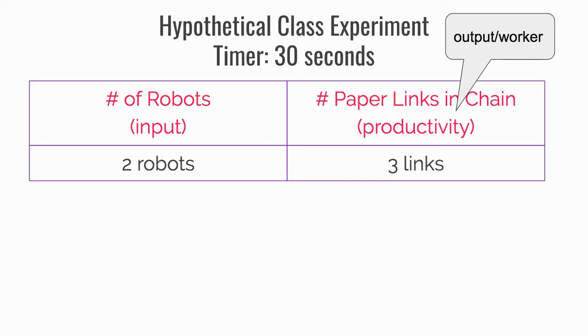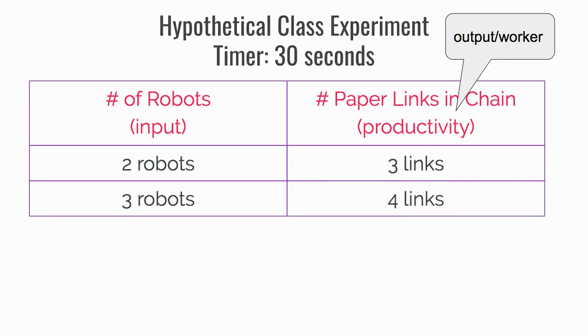Why don't we get them an assistant? Oh, Nathan, thank you for volunteering. Nathan joins as the 3rd robot. You have 30 seconds. Go. All right, as a group of 3, they've made 4 links.